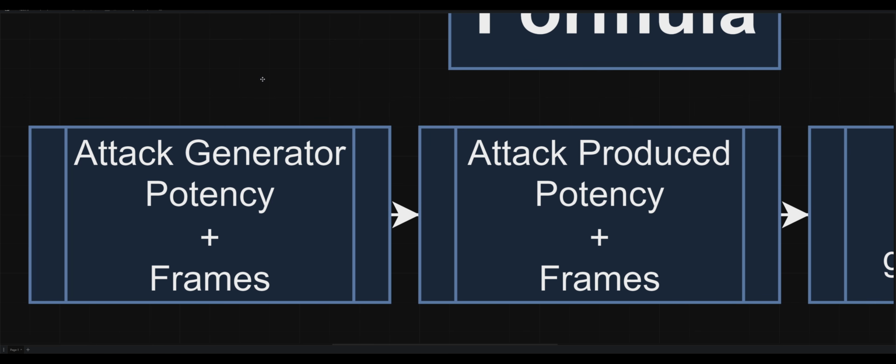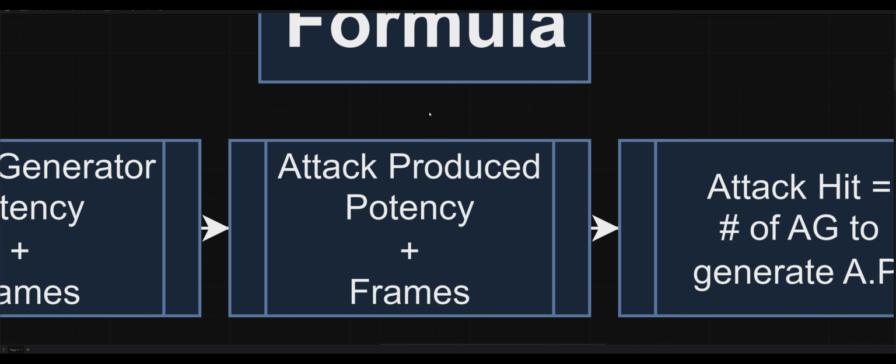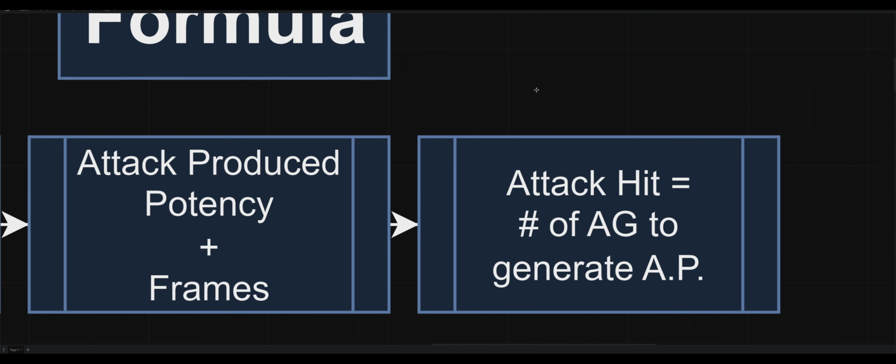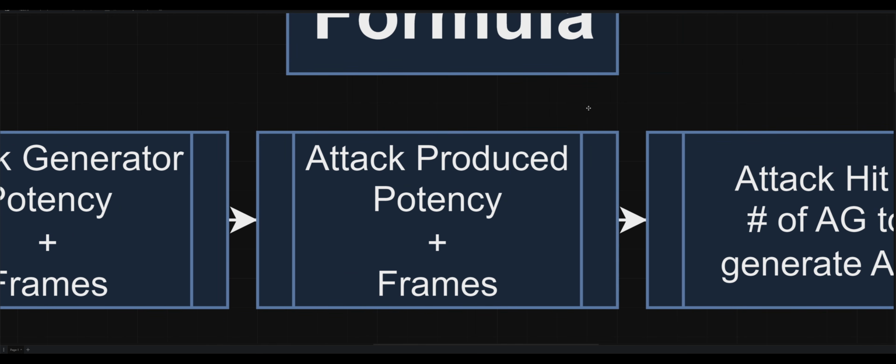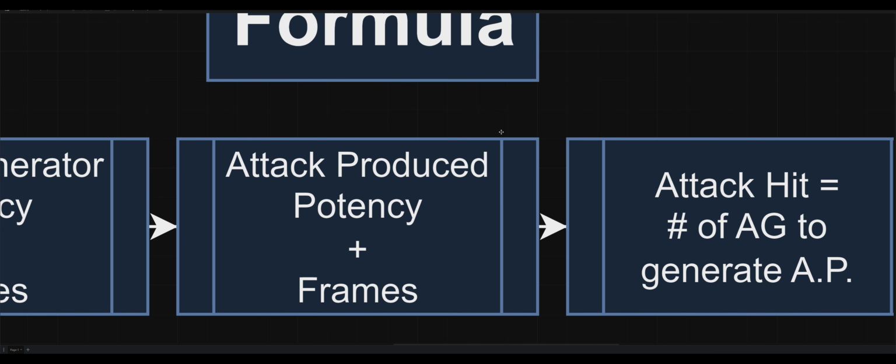So what is the formula? We're going to start with the attack generator. So in this example, that would be Swift Smash. And what we need is we need potency and frames. And we'll get into the example. But then we also need the attack being produced, and we need its potency and frames. And now more importantly, or most importantly, we need what I call attack hit. This is the number of the attack generator, or Swift Smash, that is required to generate the attack produced.